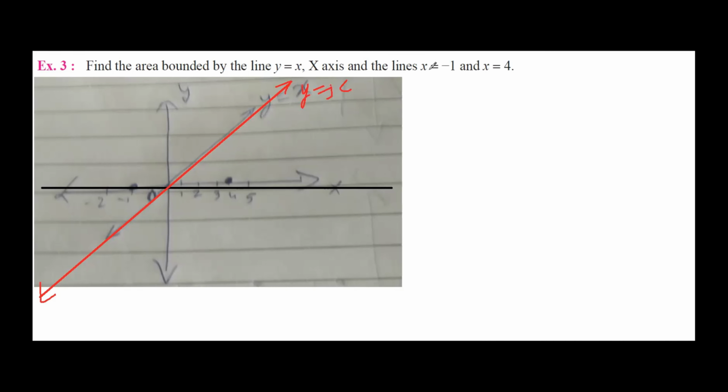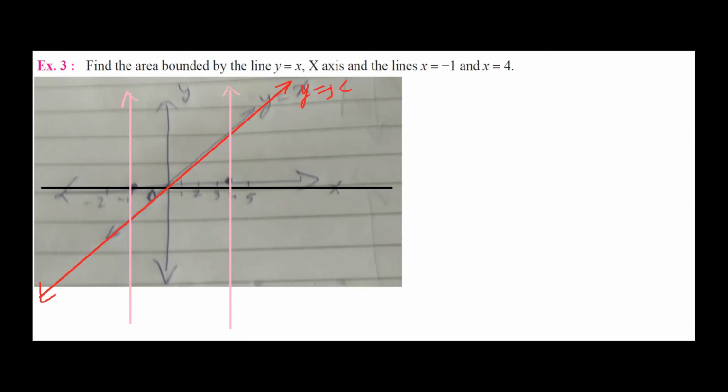Then it says the lines x is equal to -1 and x is equal to 4. So where is your x is equal to -1? It is here. And x is equal to 4 is here. This is that line, x is equal to 4. Fine.